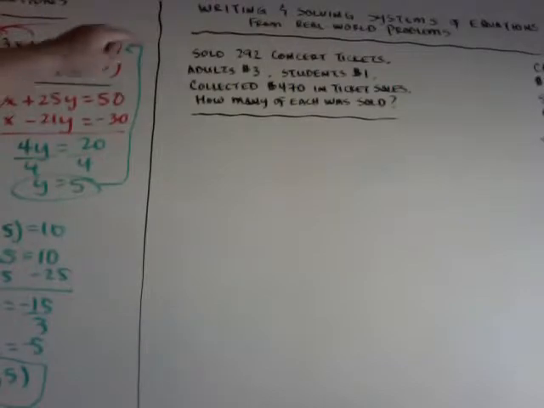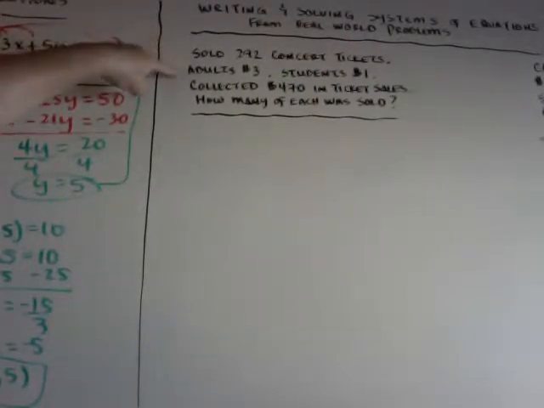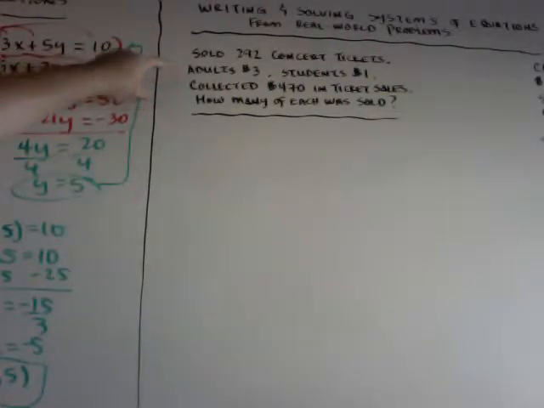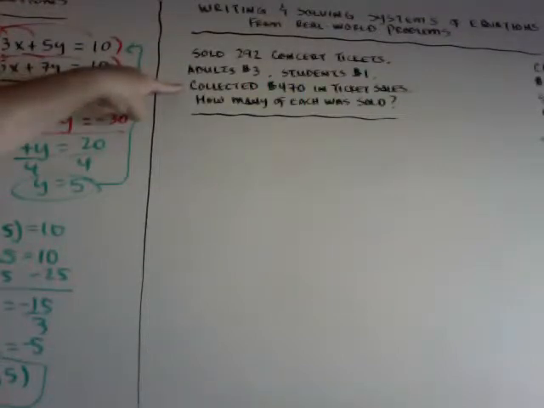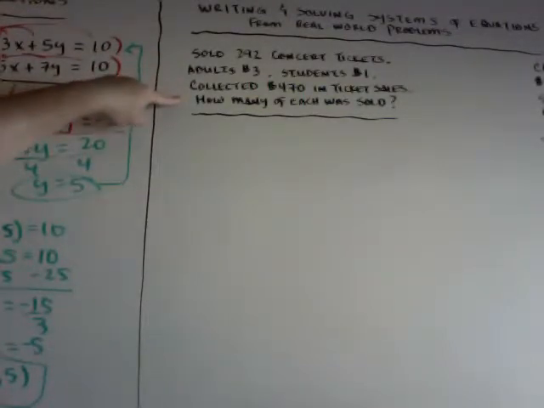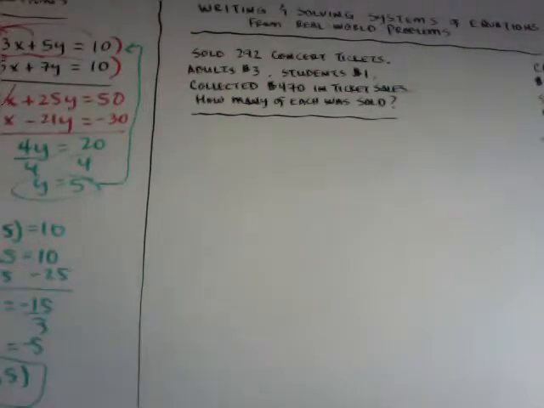So they sold 292 concert tickets. Adults are $3, students are $1. They collected $470 total in ticket sales. How many of each ticket was sold? So how many adults, how many students? So you need to write two equations. The first one is always going to be just for the number of tickets.